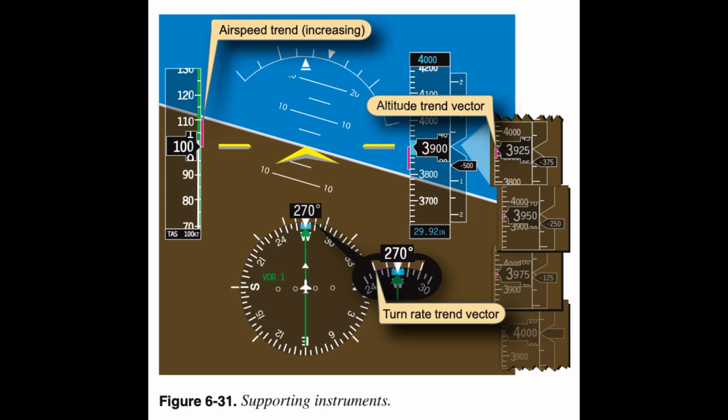When the altitude is constant, the VSI and altitude trend tape are not shown on the PFD. When these two trend indicators are displayed, the pilot is made aware that the pitch attitude of the aircraft has changed and may need adjustment.